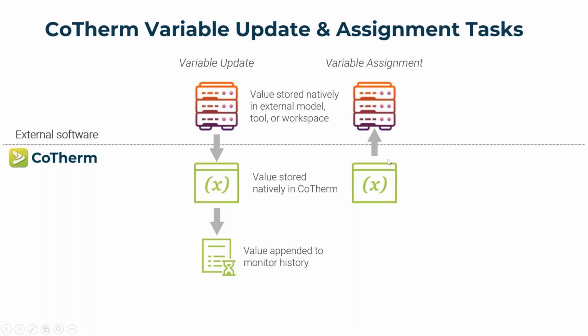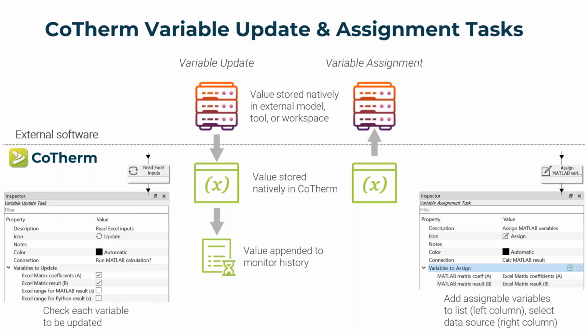And variable assignment is the reverse, where we've got some value that CoTherm is aware of, and we want to push that out into a model to use it as an input or a boundary condition or parameter. There are generic tasks that are used for both of those. The variable update task works by just a list of updatable variables, and you can check which one you want to update. When CoTherm reaches that point in the canvas, it'll import those values and then also append them to the monitor history so you can keep track of how they change over time.